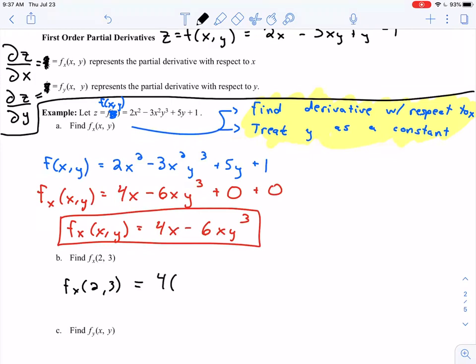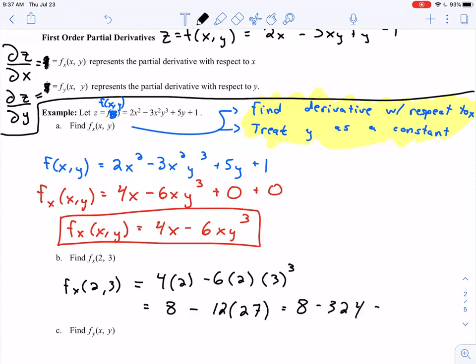So here I have 4 times 2 minus 6 times 2 times 3 to the third. So this should be 8 minus, here 6 times 2, I should have 12, 3 to the third, that's 27. So let's see, 8 minus 12 times 27. I don't trust my arithmetic here on this one, 324. So let's see, I should have negative 316. All right.